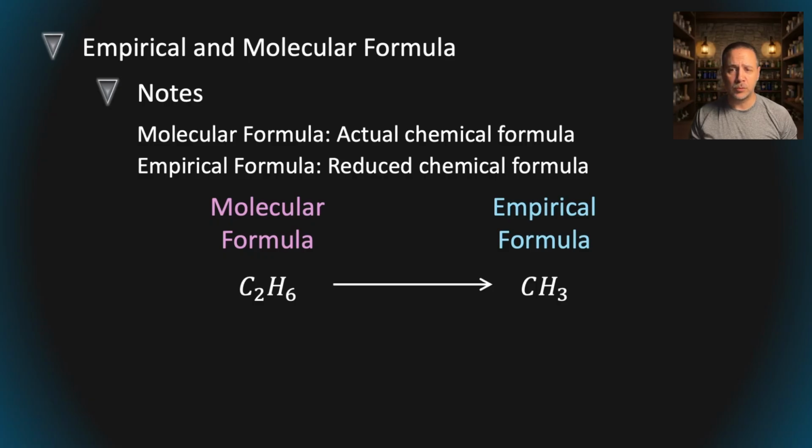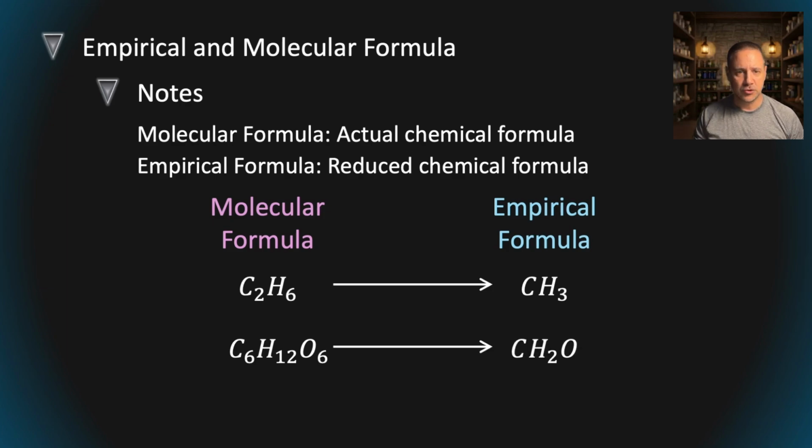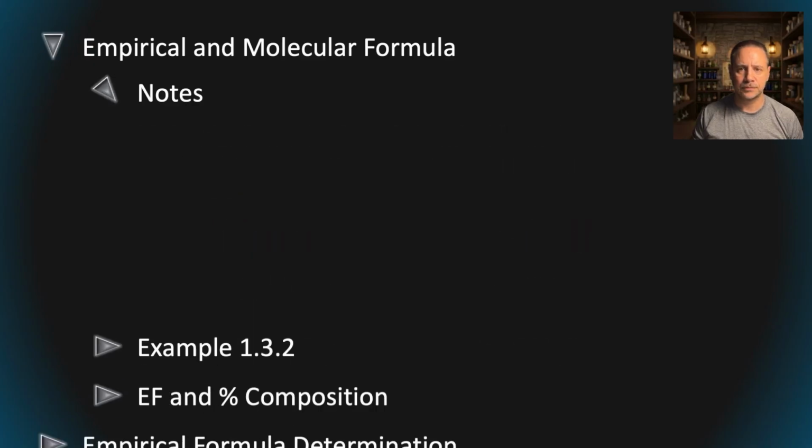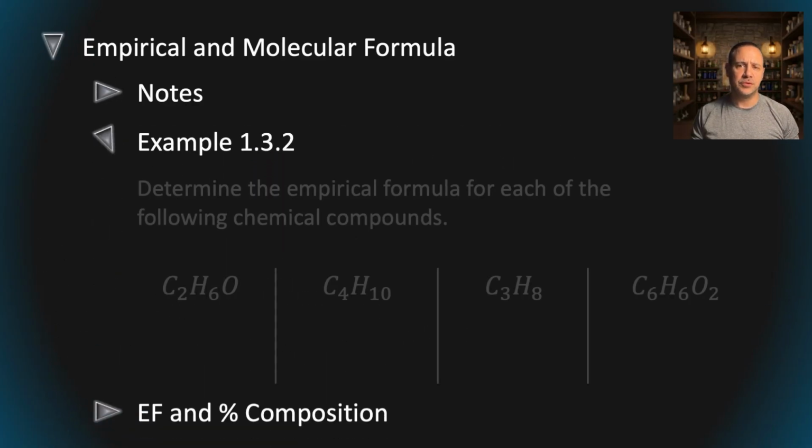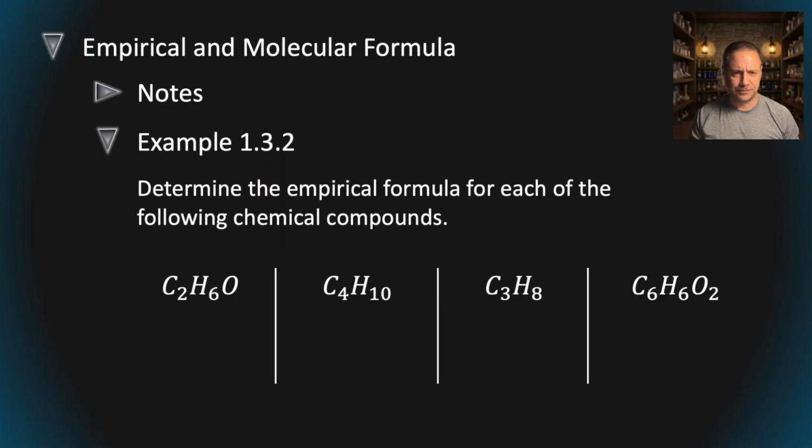There are also far more complicated compounds, like glucose, a common sugar molecule. 6, 12, and 6 in this case are all divisible by 6, and so the empirical formula for glucose is CH2O. Just reduce each one of these down. Think through a few of these and watch out for the traps.